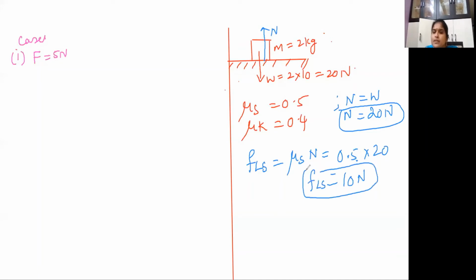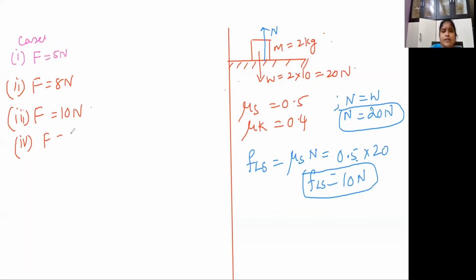So this is the concept. Now we'll apply different conditions one by one. F is 5 Newtons. We take F is 8 Newtons. We take F is 10 Newtons. F is the external force applied on the body. And F is 12 Newton, and F is some 15 Newton. Just 5 sums we are doing, like a table.